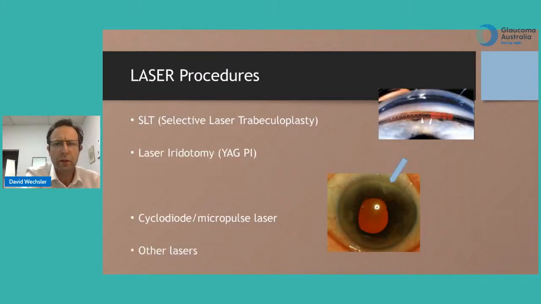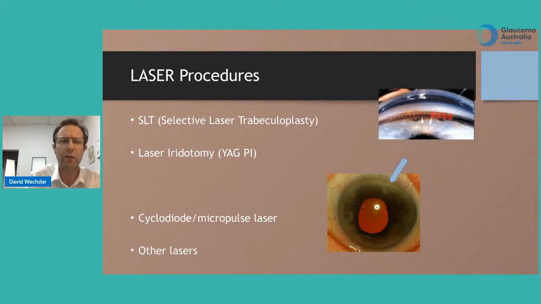The laser procedures. The most commonly performed laser procedure for glaucoma now is what we term SLT. The full name is selective laser trabeculoplasty. And this is treating areas of the drainage angle with laser applications like this. And another laser that's commonly done is laser iridotomy. We also call it a YAG PI because we use the YAG laser to perform it. And that's putting a little hole in the iris. And that's used to treat certain types of angle closure glaucoma. Those are the two main lasers that we do in the clinic.